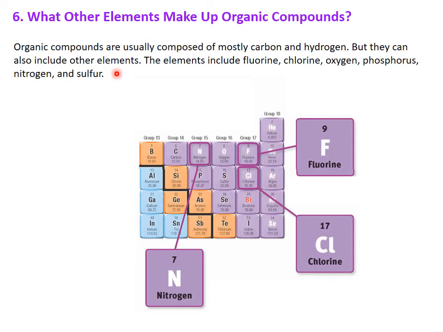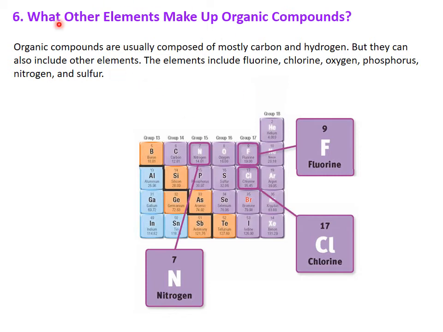Organic compounds are usually composed of mostly carbon and hydrogen, but they can also include other elements. These elements include fluorine, chlorine, oxygen, phosphorus, nitrogen, and sulfur. For example, plastic pipes used for plumbing are made of an organic compound that includes chlorine. An organic compound that includes fluorine is used to make non-stick surfaces on cookware. Nitrogen is found in the nucleic acids that make up DNA.